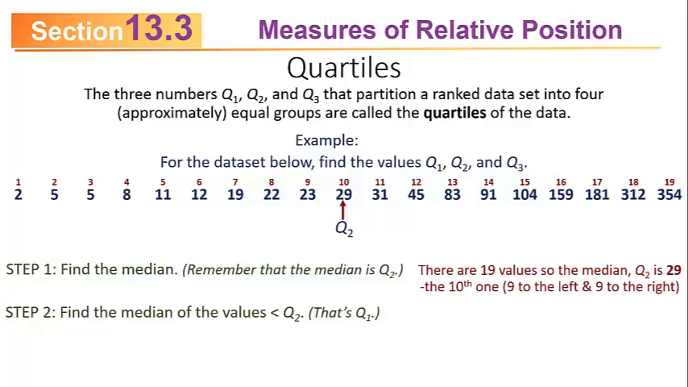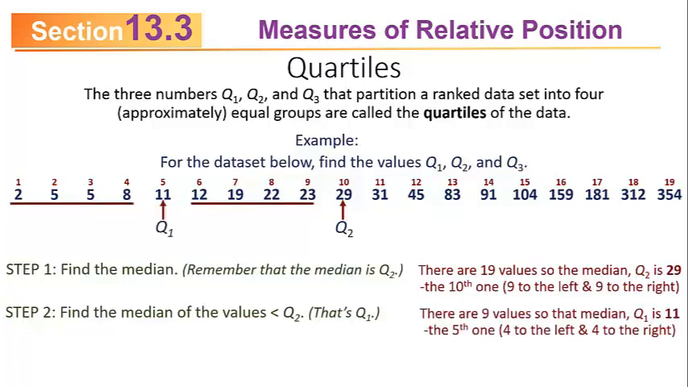Step 2, find the median of the numbers that are less than the median. Those are the 9 numbers to the left of q sub 2, and that value will be q sub 1. If you look to the left of q sub 2, there are 9 numbers. That means that the 5th one is in the middle. 4 to the left, 4 to the right, 4 and 4 is 8. The 5th data point is the 11, which is in the middle.